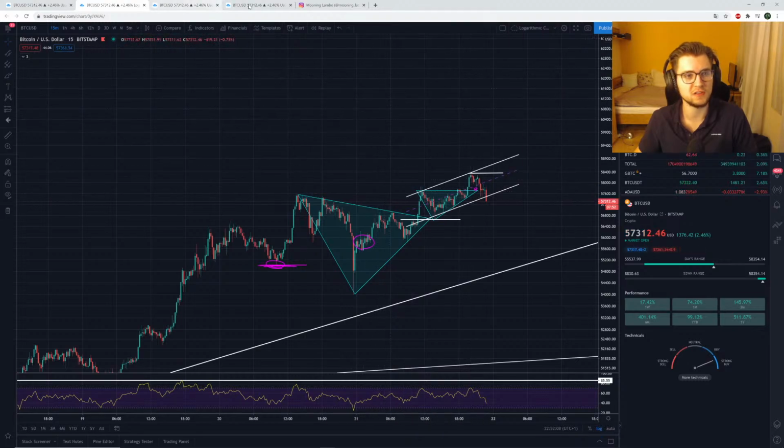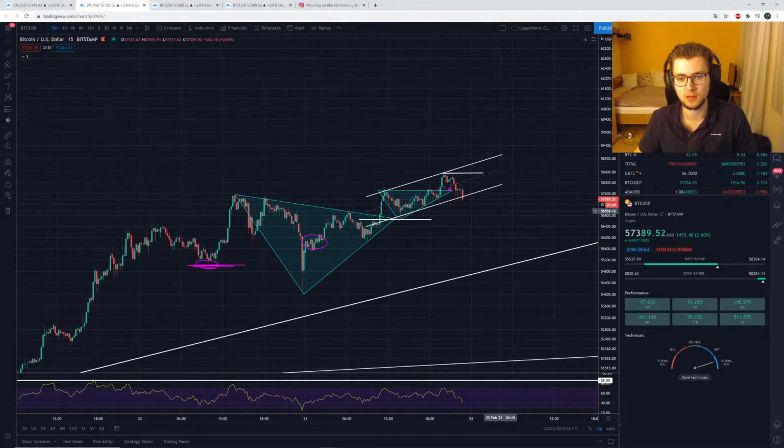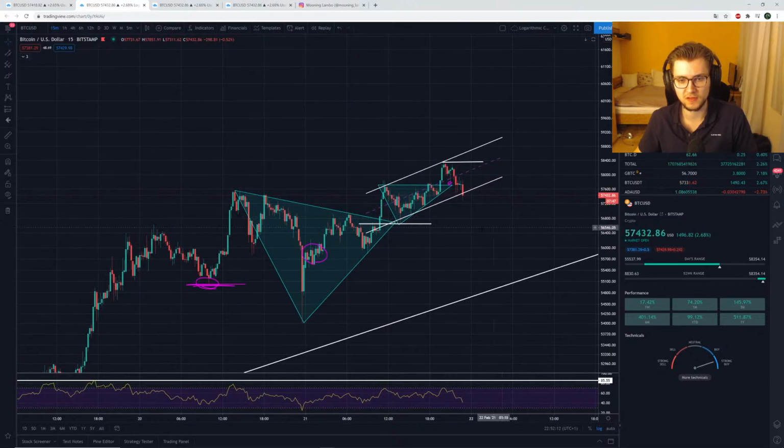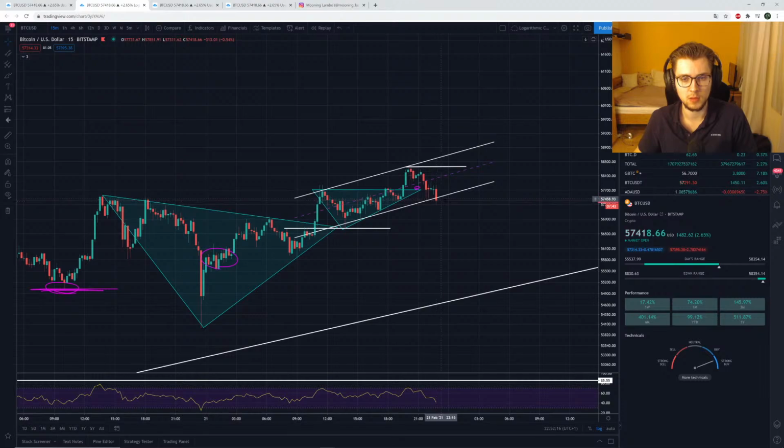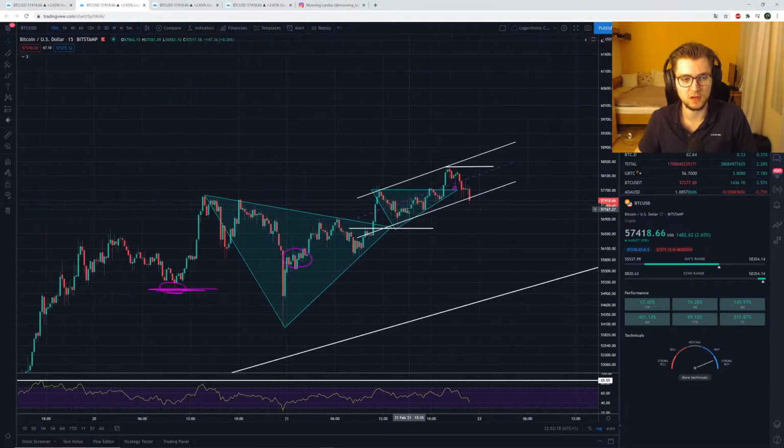And we are actually seeing the breakdown out of this ascending channel here. Maybe we will see follow through. Maybe we will actually see a retest in order to have this confirmed. We still have important support around 57,000. Oh, and there is the breakdown.